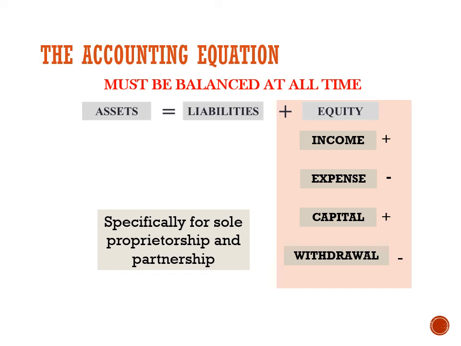To give a complete equation of all elements, we add capital and withdrawal. Why is it that capital and withdrawals are as if not included in the 5 elements of financial statement? Because they are owner related and not business related, but they still form parts of owner's equity. Only thing, the transactions between owner and the business are not as frequent as transactions between the business and other parties.